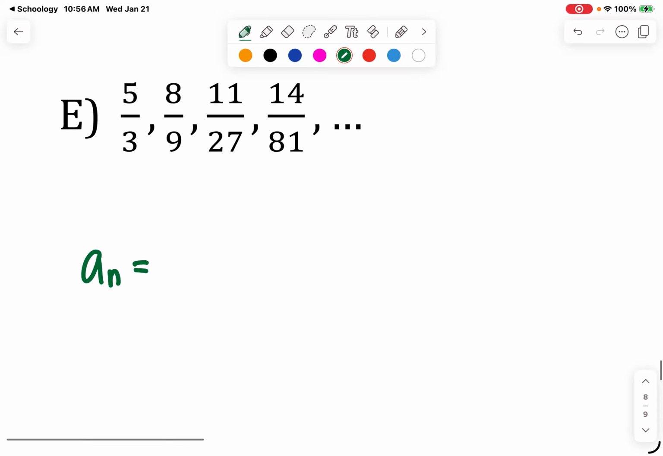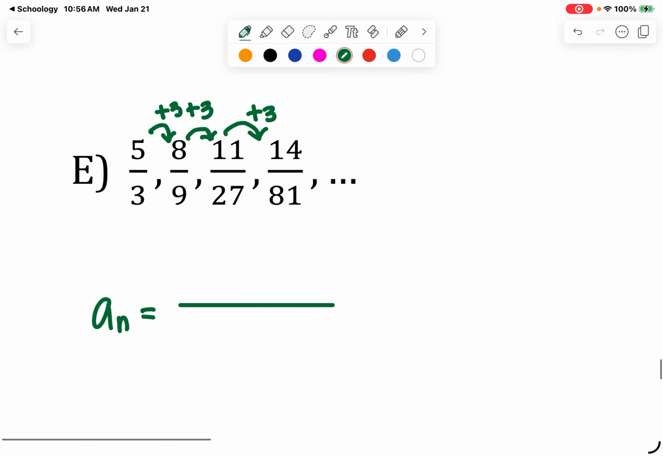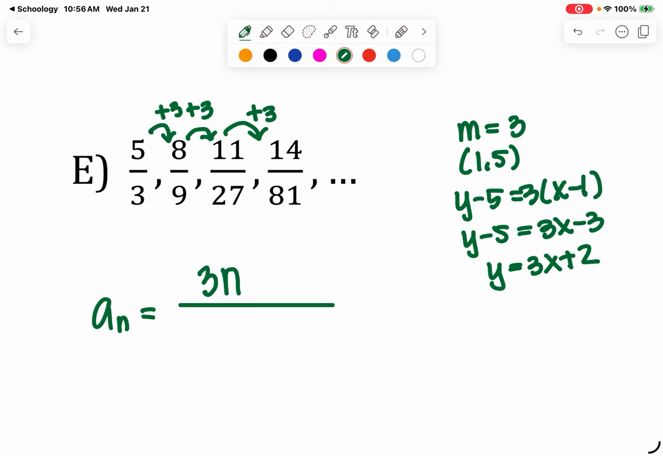All right, for my numerator, let's see, what's the pattern here? Plus 3. So the numerator is a line following the slope of 3. So I'm going to do 3n, okay? And then if I want to write the equation of the line, m equals 3, the first one is 5, y minus 5 equals 3 times x minus 1, y minus 5 equals 3x minus 3. Add 5 to both sides, I get y equals 3x plus 2, so 3n plus 2.